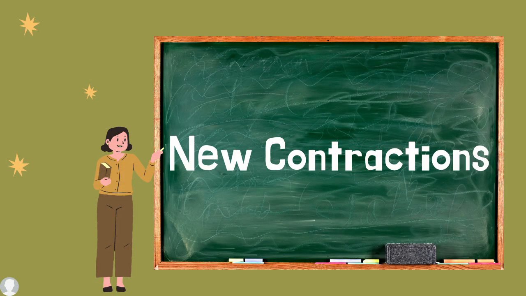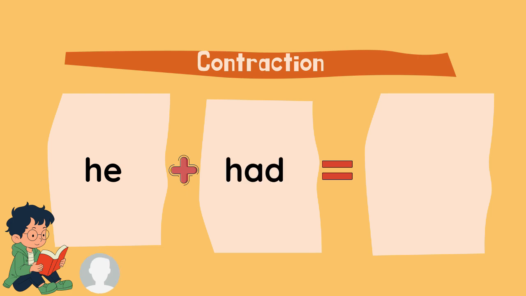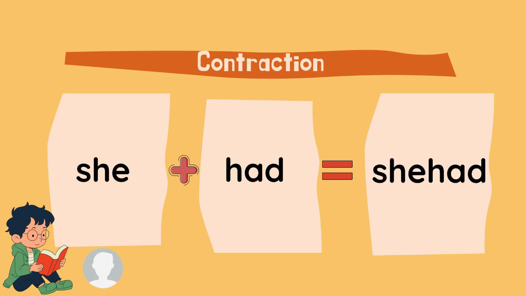Now it's time to learn some new contractions. He plus had. Smash the two words together. Push out the letters H and A. Add an apostrophe. Now you have he'd. She plus had. Smash the two words together. Push out the letters H and A. Add an apostrophe. Now you have she'd.